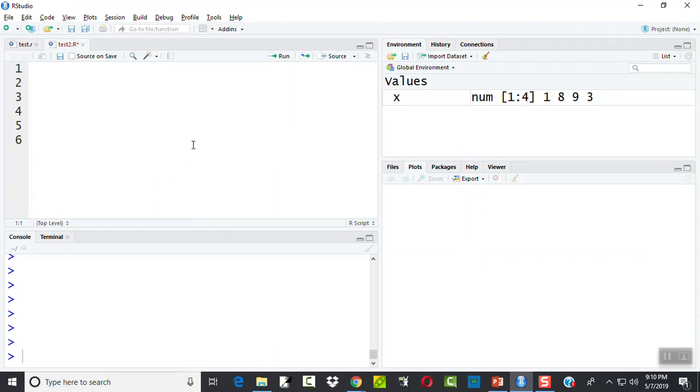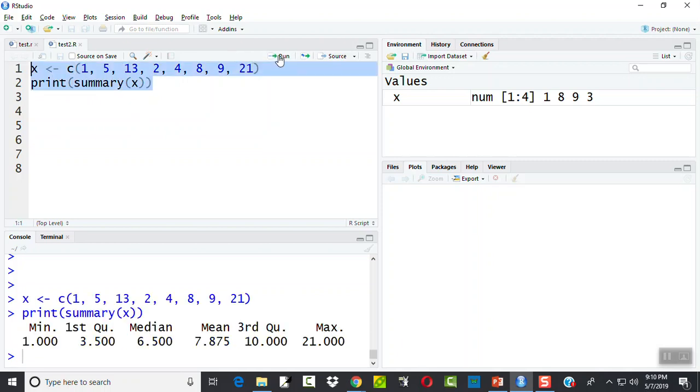Now I don't have a CSV file to work with, so I'm going to bring in some data values. Okay, so that'll bring those data values into X. And then I'll do a print summary of X. Save that and run that. Did I save it? Oh, highlight it and run it.